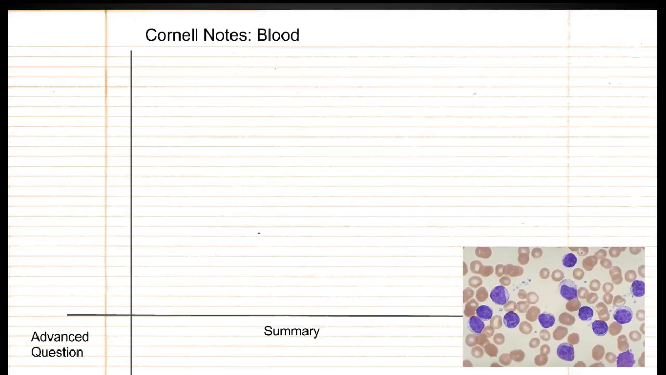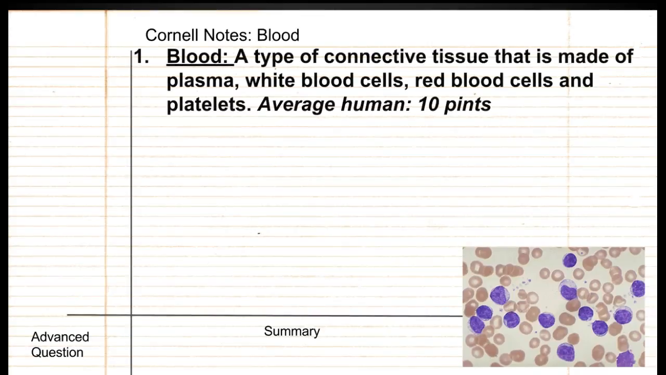Hello students, today you're going to take Cornell notes on blood. This is the kind that you have a summary for and an advanced question. Let's begin. For number 1, go ahead and write blood.